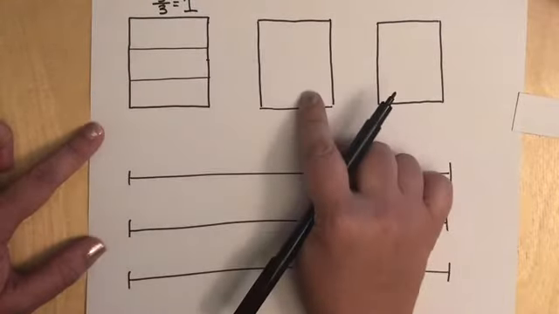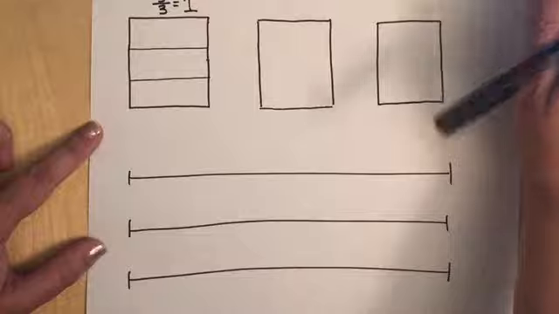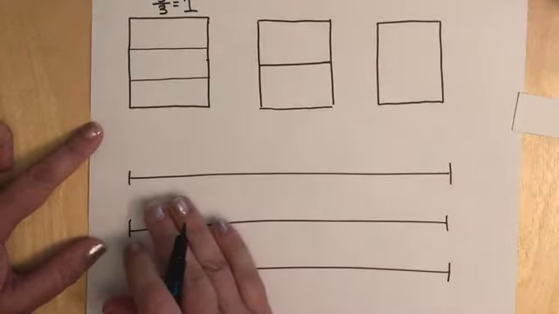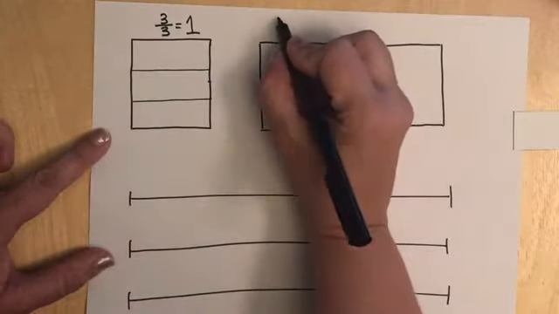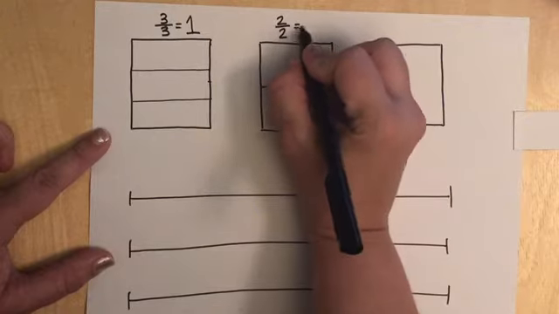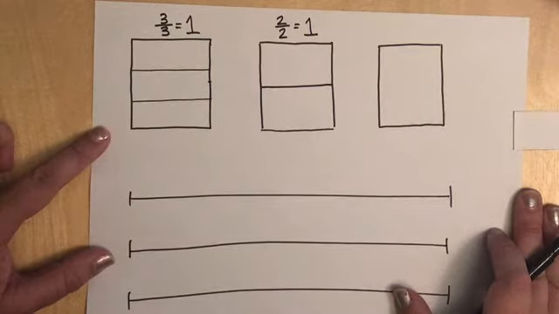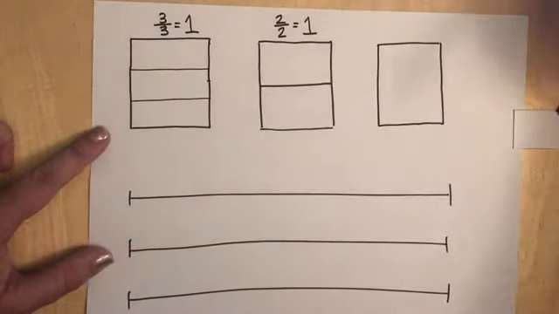Now partition the second rectangle into halves. Go ahead and do that, press pause and press play when you're done. All right, so halves would be right in the middle, and I'm going in the same direction. And then we're gonna label it 2 halves equals 1 whole. Now let's look at our third rectangle. I want you guys to partition this into 1 whole. Go ahead and try that and press pause and press play when you're done.